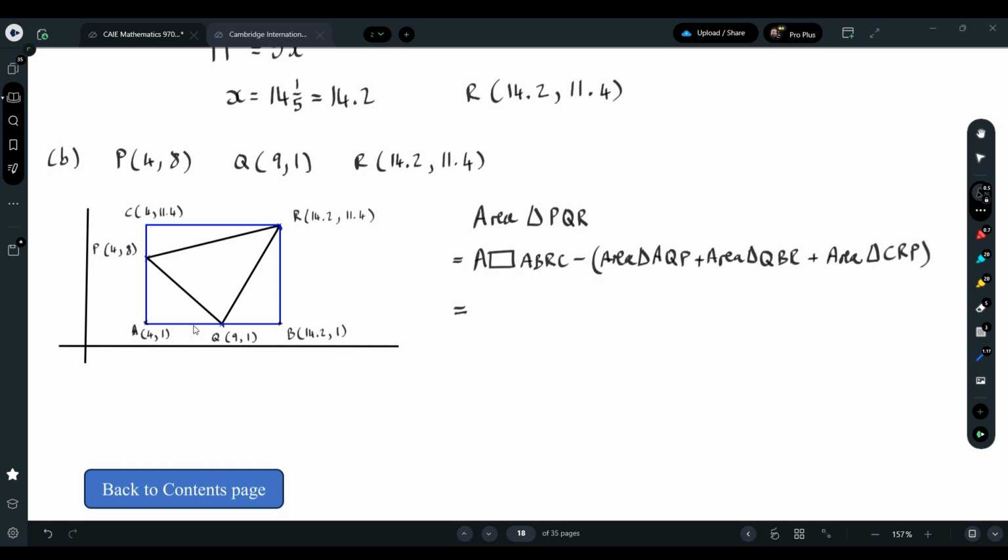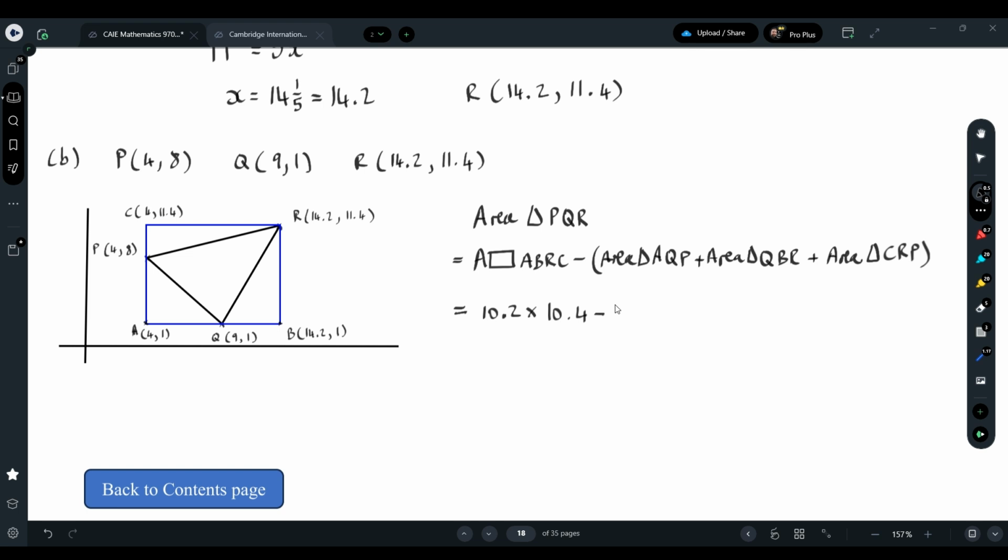So to work out the area of the rectangle ABRC, that would just require us multiplying the base of the rectangle by the height. The base of the rectangle is the length of the line from A to B, which would just be 10.2. That comes from 14.2 subtract 4. And we would need to times that by the height of the rectangle, which would just be 10.4, which comes from 11.4 minus 1. So that would give us the area of the rectangle.